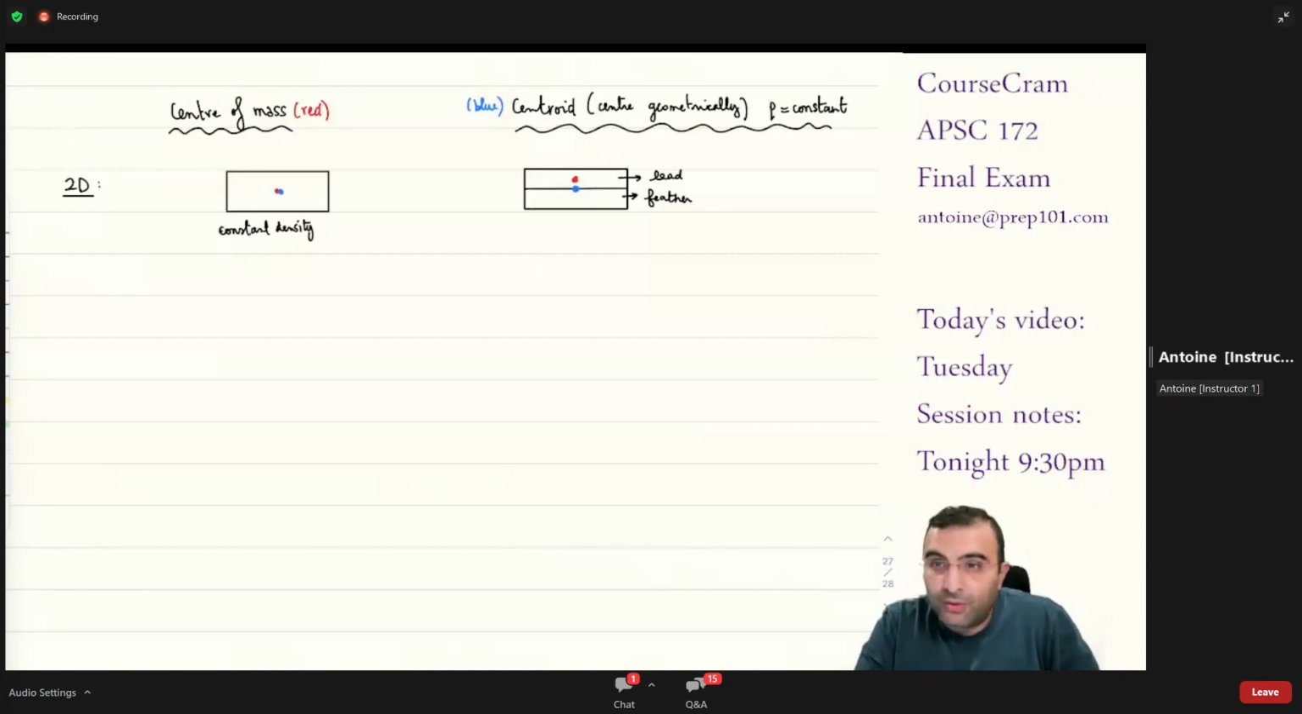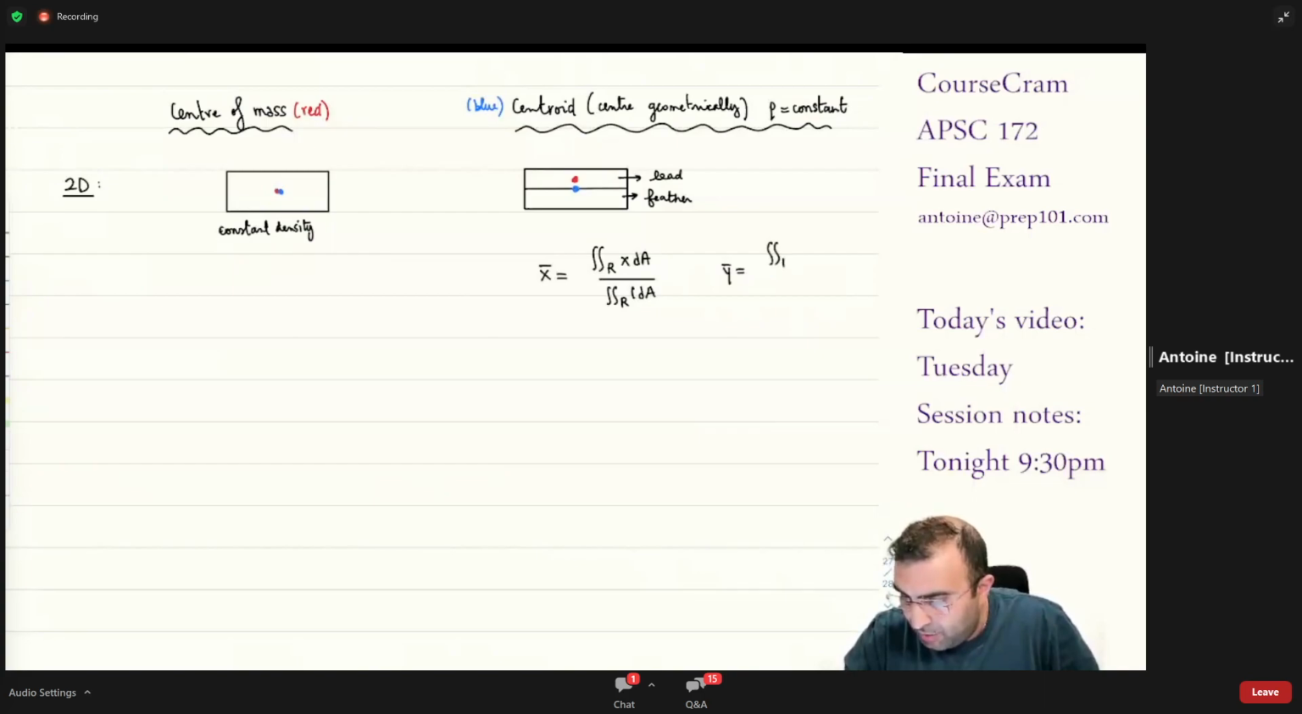So for 2D, for the centroid, x bar is equal to the double integral over the region R of x dA over the area, which is the double integral over R of 1 dA. Again, this is the area. And for y bar, you take the double integral over R of y dA all over the double integral over R of 1 dA. Again, these are just the area.